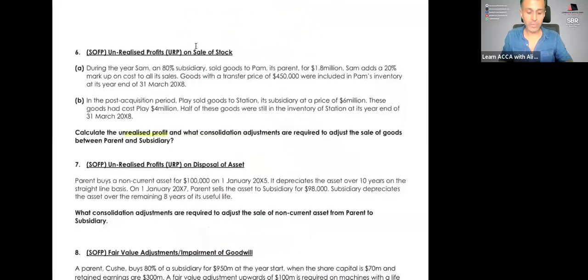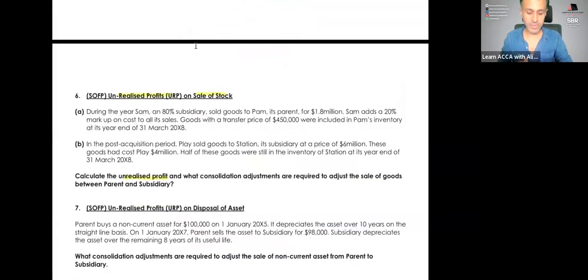So we can take this question, which just requires us to work out the sale of goods and the unrealized profit out of it. This question is focusing on computation. During the year, SAM, an 80% subsidiary of PAM, sold goods for 1.8 million, adding a markup of 20%. Goods with a transfer price of 450 were still included in PAM's inventory. We have been provided with the pricing, the markup, and the portion of the goods still on hand. Which question is that? Let's number it. Sixth number.